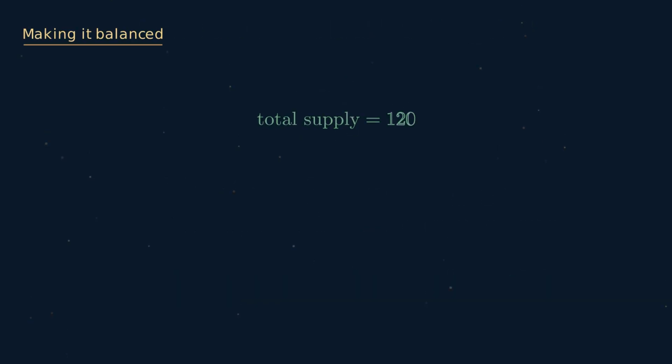Everything that follows assumes one thing, total supply equals total demand. Real problems rarely arrive that way. Suppose our third plant could make 50 instead of 30. Now the plants hold 120 units, but the markets only want 100.